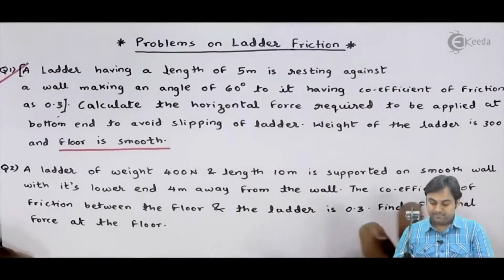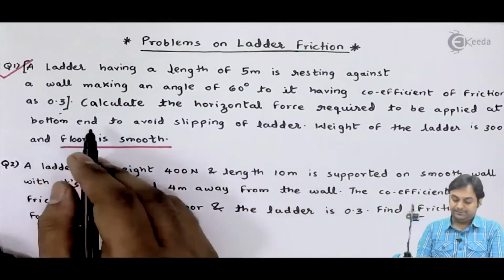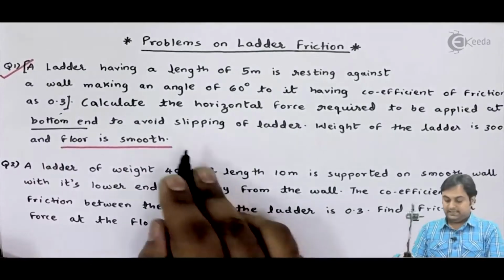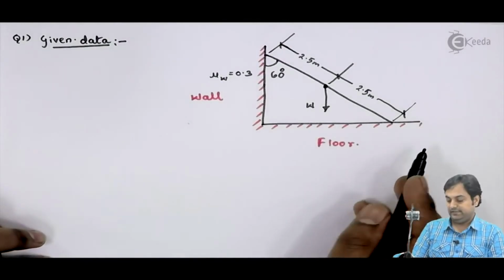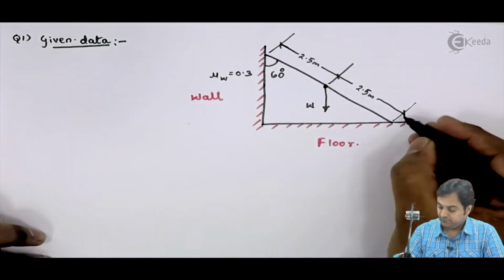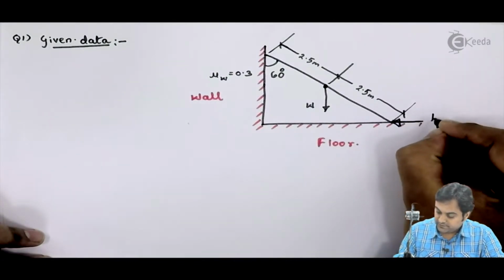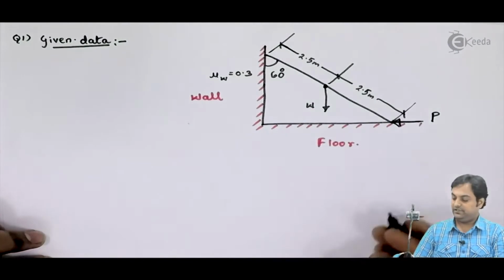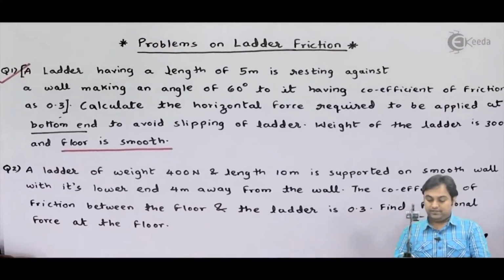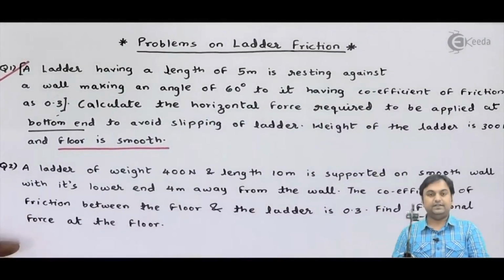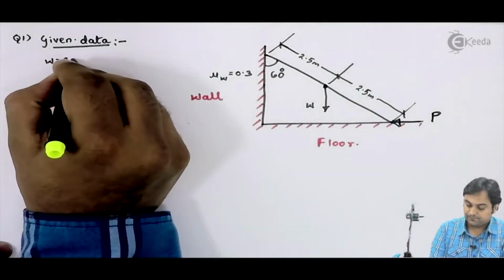Next, calculate the horizontal force required to be applied at the bottom end to avoid slipping of ladder. See, if this ladder is slipping, ladder will try to go towards left, but we need to apply one force to the right at the bottom that will try to avoid the slipping of the ladder. And here they are saying that weight of the ladder is 300 Newton. W is given as 300 Newton.